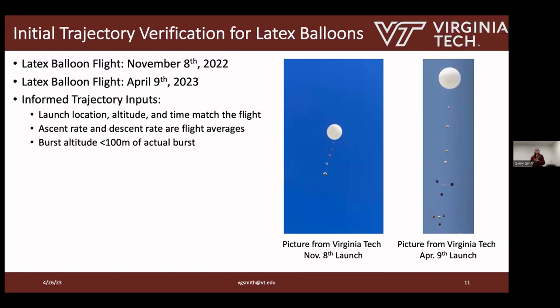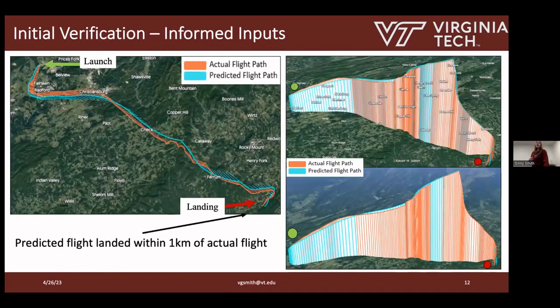The 2 flights that you'll see in the next 2 slides actually were conducted here at Virginia Tech. One of them was on November 8th, this last fall, and one of them was just a couple weeks ago on April 9th. Essentially what looking at the motion models is doing is comparing: if you have an ascent rate that's close to what your flight is, a descent rate that's close to what your flight is, and the burst altitude that happened on your flight, how well does the prediction actually predict where you're going to land based on those first order equations.